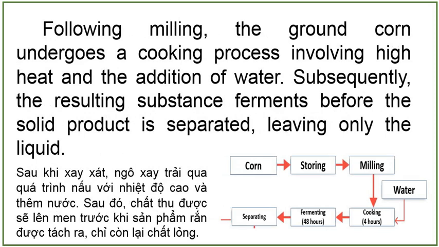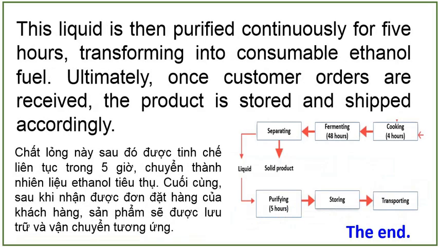Following milling, the ground corn undergoes a cooking process involving high heat and the addition of water. Subsequently, the resultant substance ferments before the solid product is separated, leaving only the liquid. This liquid is then purified continuously for 5 hours, transforming into consumable ethanol fuel. Ultimately, once customer orders are received, the product is stored and shipped accordingly.